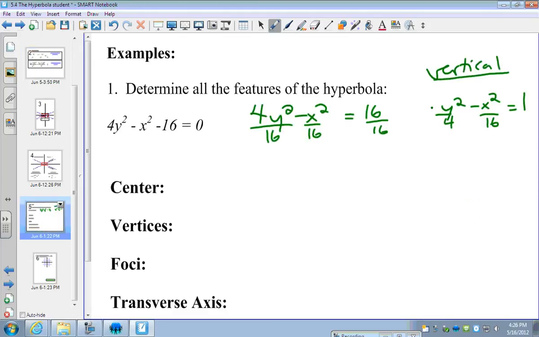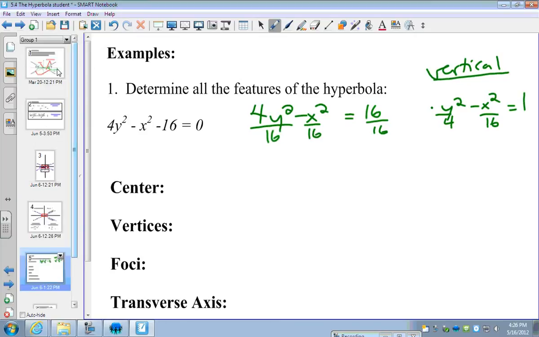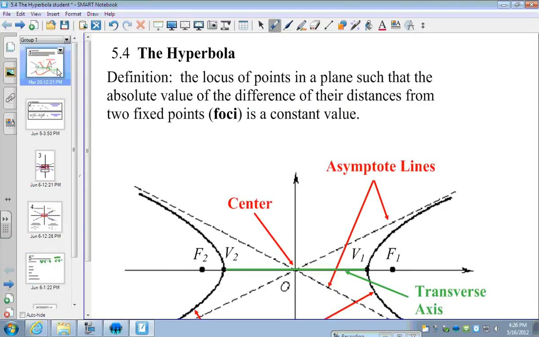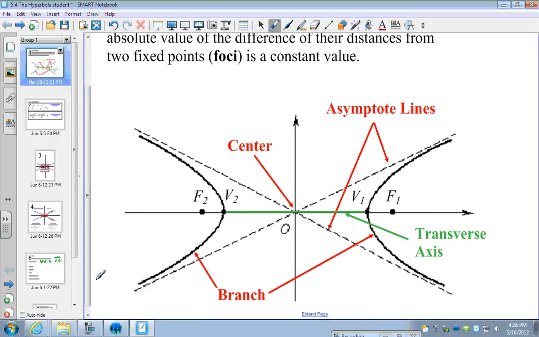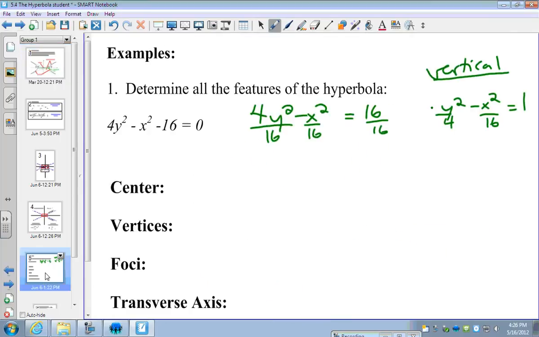What was the transverse axis again? That means that it's this way. So this is horizontal. I said I have what? Vertical. Okay, so my hyperbola looks like this, because there's my transverse axis in there.